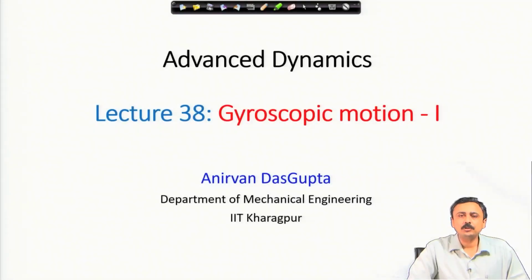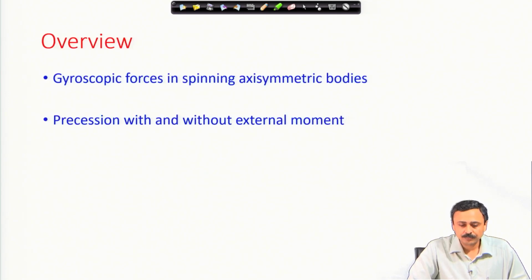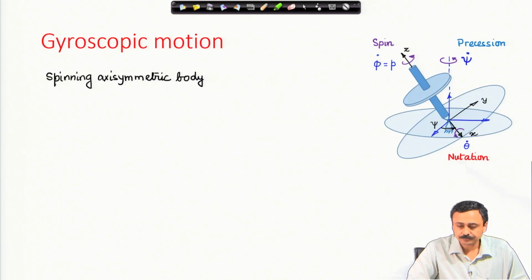With this lecture, I am going to start discussions on gyroscopic motions. Now, gyroscopic motions are observed in axisymmetric bodies rotating about their axis of symmetry about a fixed point in inertial space. So, that is gyroscopic motion. Therefore, we will first calculate the gyroscopic forces in spinning axisymmetric bodies and look at precessional motions of these bodies with and without external moment.